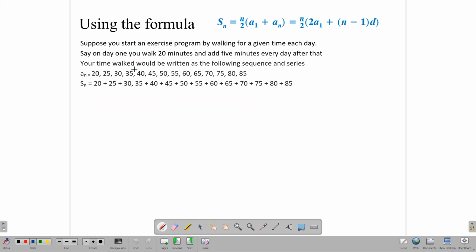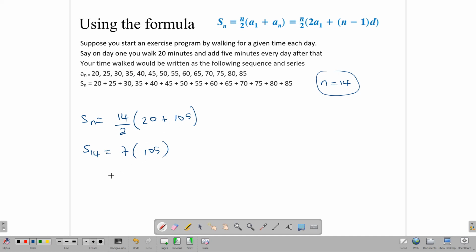Back to the question again. So here we have this series to add. We know the number of terms: n equals 14, because we exercised for 14 days. So using this version of the formula, Sn is equal to 14 over 2. We know the first term is 20, and we know the last term is 105. We can simply use the formula like this, and S14 would be equal to 7 times 105. And as we saw earlier, this is equal to 735.